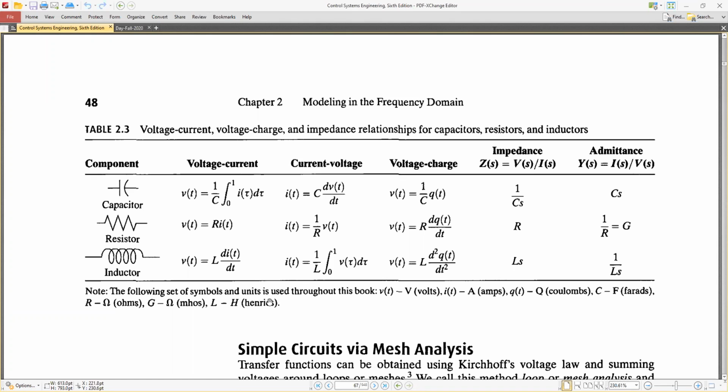The following set of symbols and units is used throughout this book. For the voltage the unit is volts, for the current it is amps, for the charge it is coulomb, and for the capacitance it is farads. For the resistance it is ohms, for the conductance it is mhos, and for inductance it is henries. These are the relations we'll use in the maths. That is important. We have to solve the maths according to these relations.